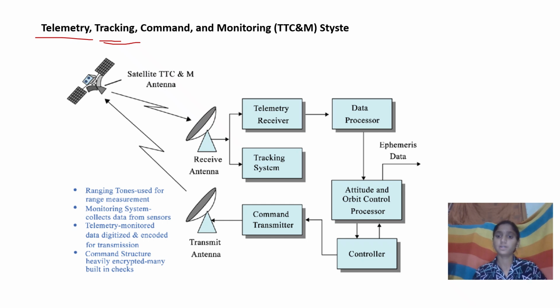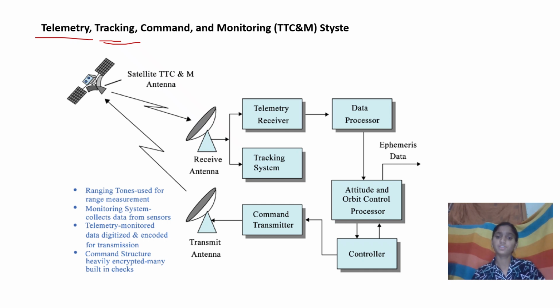Next, coming to the data processor: the telemetry and tracking system takes the information from the satellite and gives it to the data processor. It processes the information coming from the telemetry receiver and gives it to the attitude and orbit control processor. This attitude and orbit control takes the information from the data processor and does the required operations, which are attitude control or orbit control. We will see what attitude control and orbit control are.